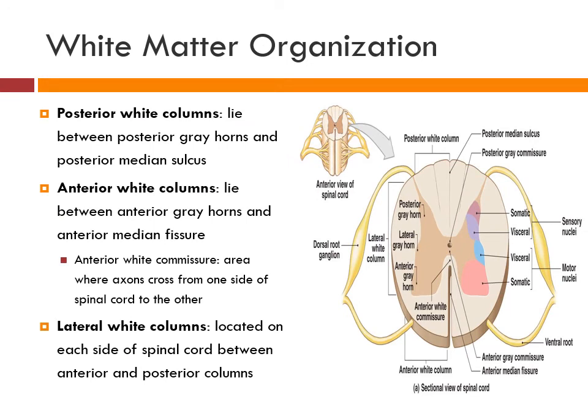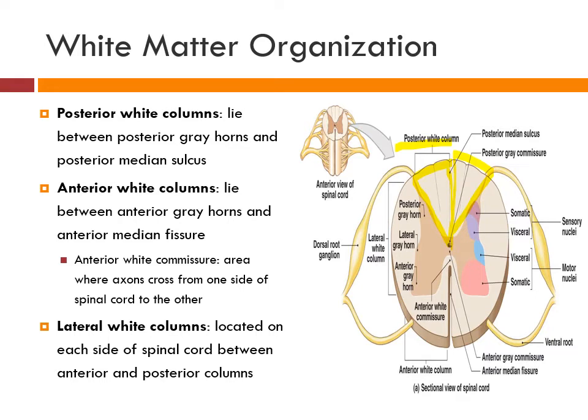Our white matter is also organized in the spinal cord into columns. So our posterior white columns, which are here, are between the posterior median fissure and the posterior gray horn. So I just circled the right. It looks like the left, but remember we're in anatomical position. And so that would be the patient's right posterior white column. And then the left posterior white column would be there.